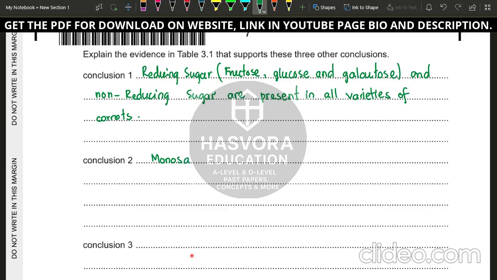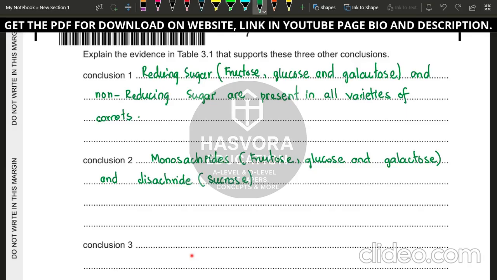monosaccharides such as fructose, glucose, and galactose, and disaccharide, which is only the sucrose, are both present in all the carrots.